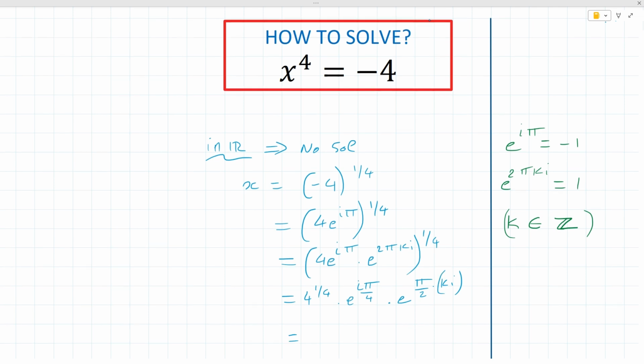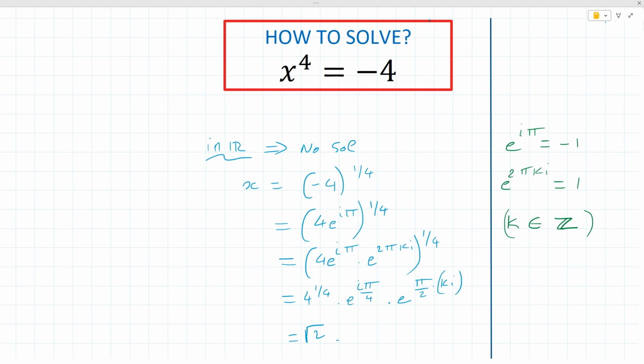So starting with the constant term, 4 to the power 1/4, if we square root 4, we get 2. And if we square root it again, we'll get the square root of 2. So this is going to be the distance of all these points from the origin. We're probably going to have 4 points since it's an equation to the 4th power.